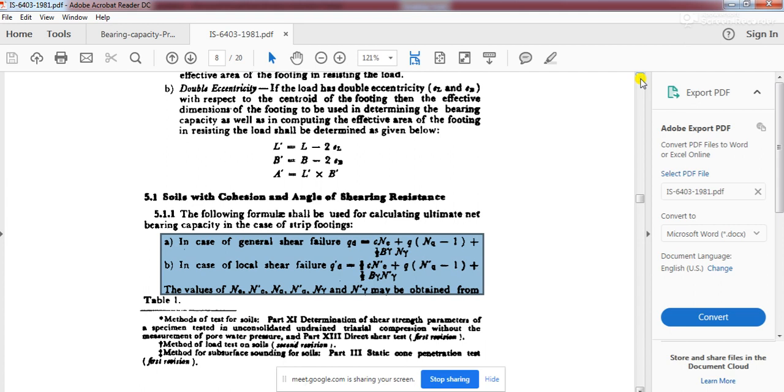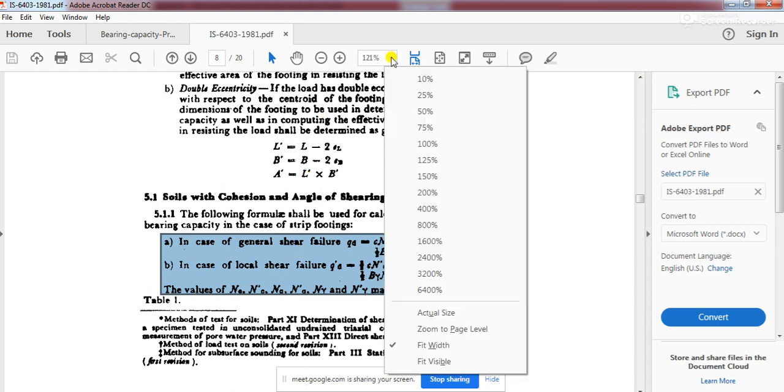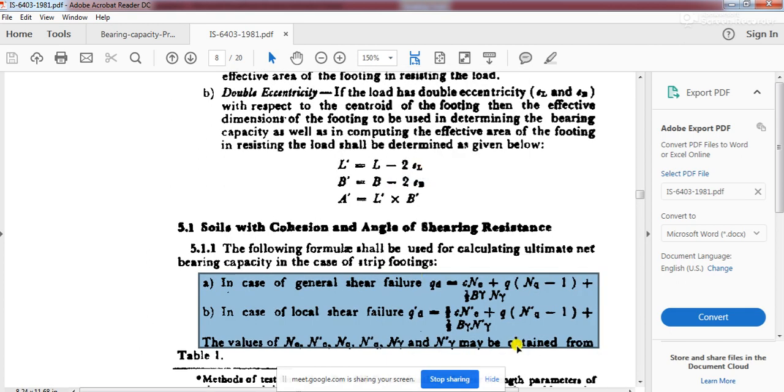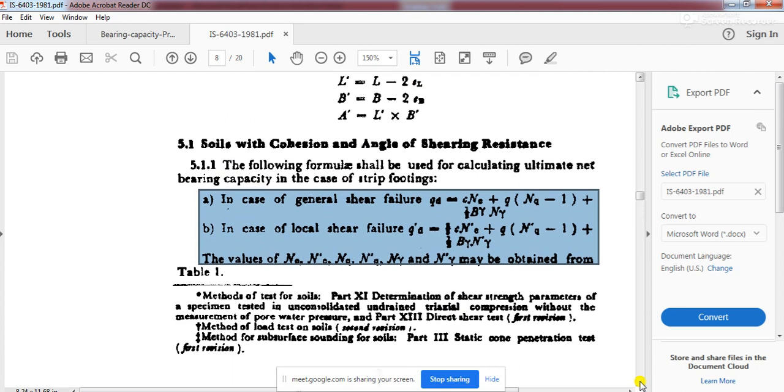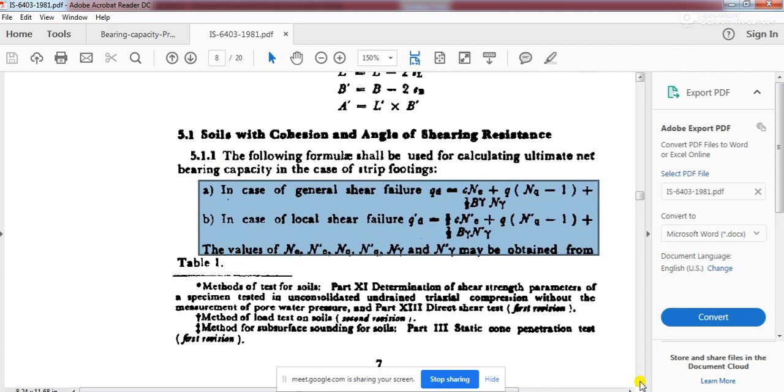See what this standard code is saying. It is saying the following formula shall be used for calculating ultimate net bearing capacity in case of strip footing. This is very important.